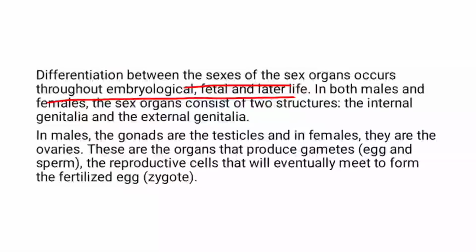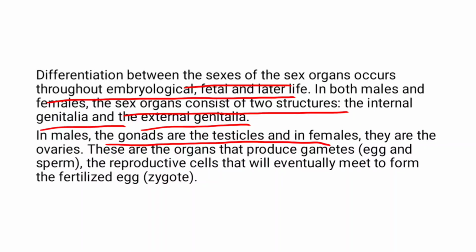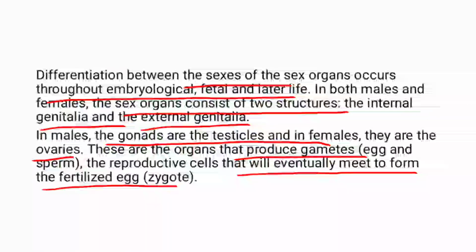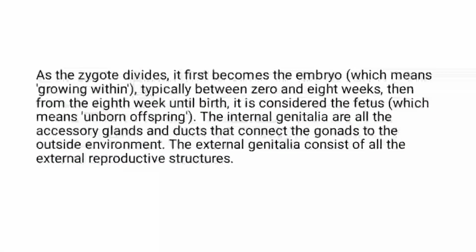In both males and females, sex organs consist of two structures, the internal genitalia and the external genitalia. In males, gonads are the testicles, and in females, they are the ovaries. These are the organs that produce gametes, that is, egg and sperm, the reproductive cells that will eventually meet to form the fertilized egg, that is, zygote.